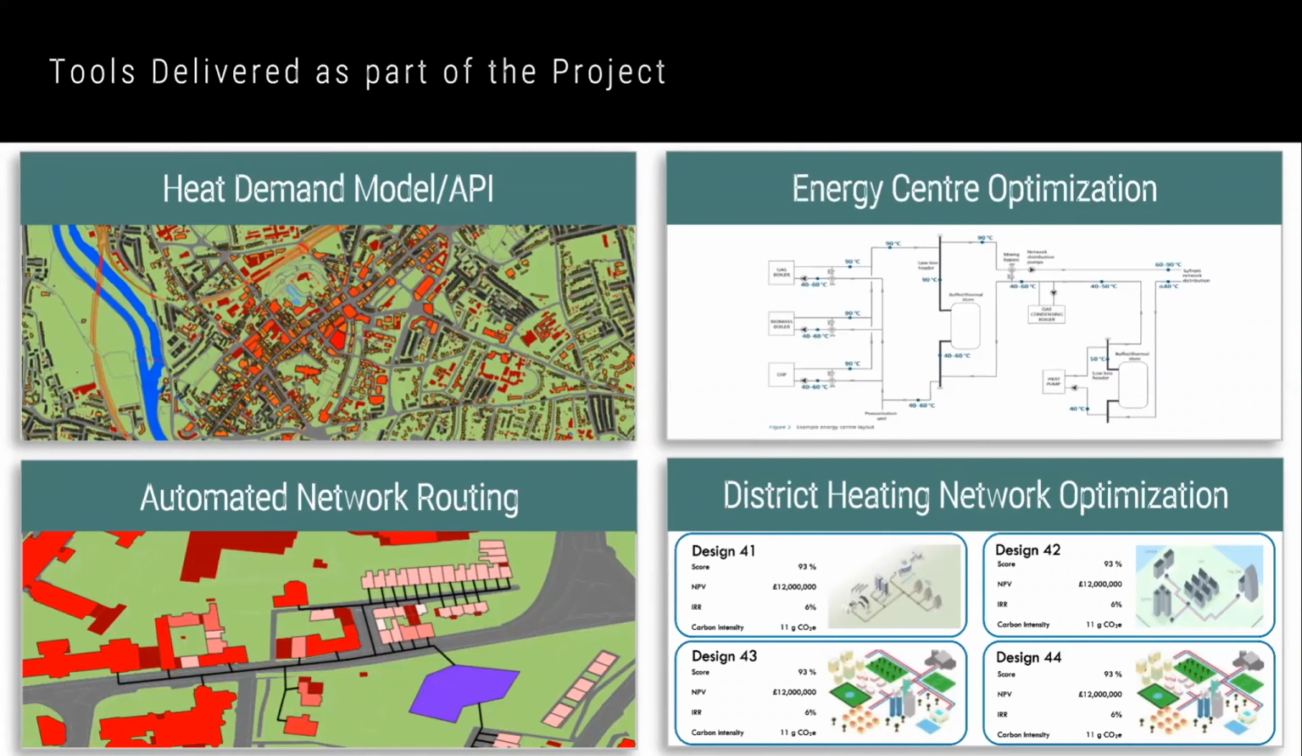An energy center optimization tool on the top right. The use case for this tool is for existing heat networks whose heat generators are coming to the end of their life. We can then estimate the best replacements. In the bottom left, we have automated network routing. Given a set of demand and supply locations, this can find the optimal route for the network. And then on the bottom right, we have the whole district heating network optimization module. This tool is for finding the range of optimal designs across multiple conflicting objectives.